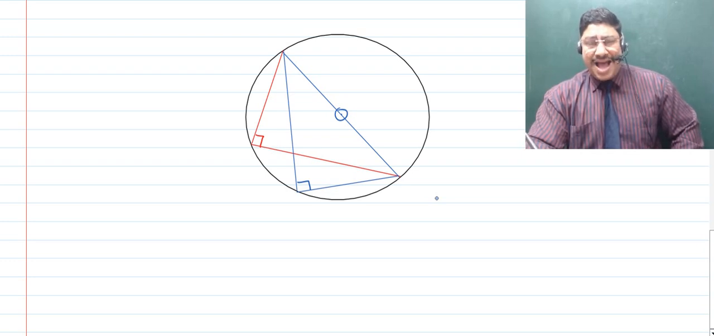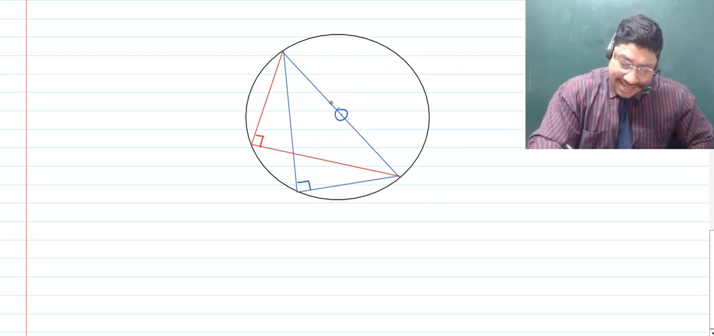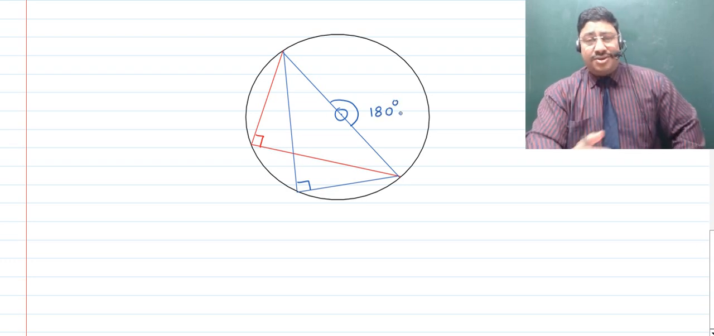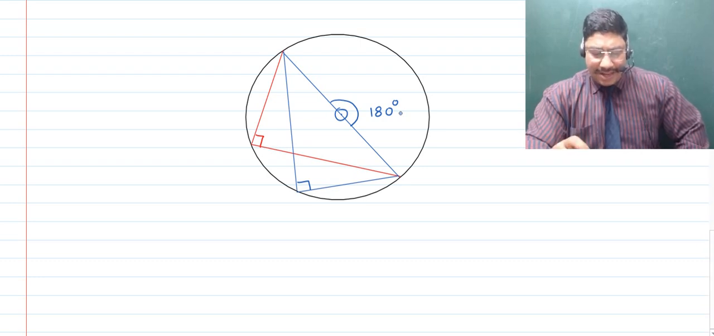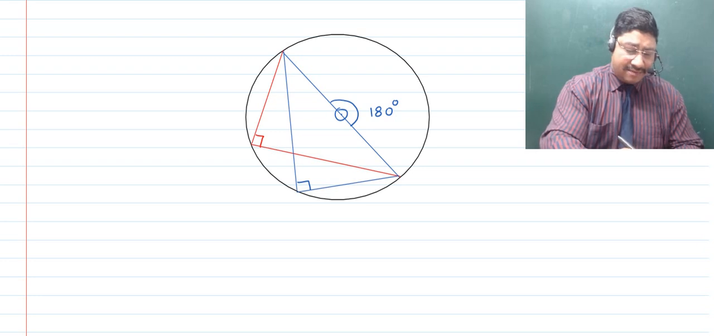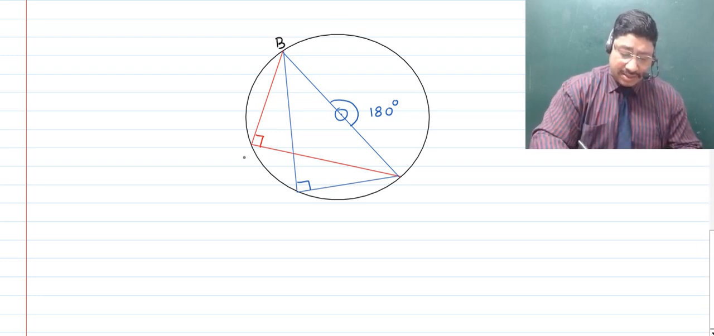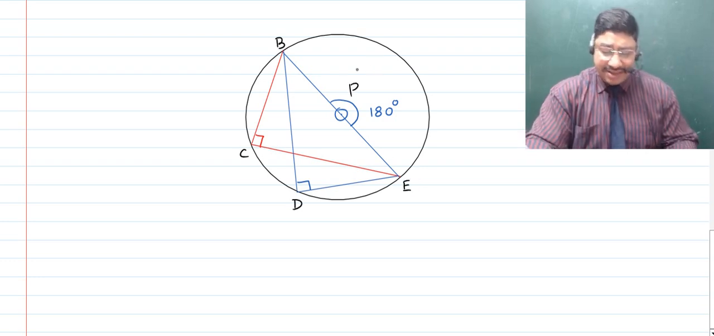If we talk about the angle at the center, we know that the angle at the center is 180 degrees because this is a straight line. We know that this is the diameter, so this straight angle will be 180 degrees. Now we'll mark the strategic points here. Let's say this be B, this be C, this be D, and this be E. At the center of the circle, let's say it be P.